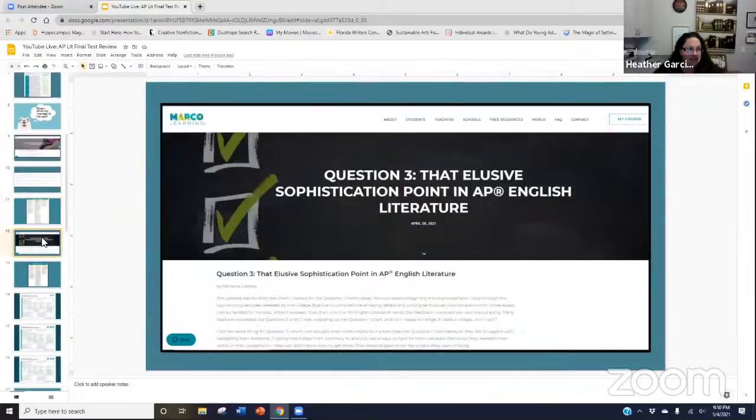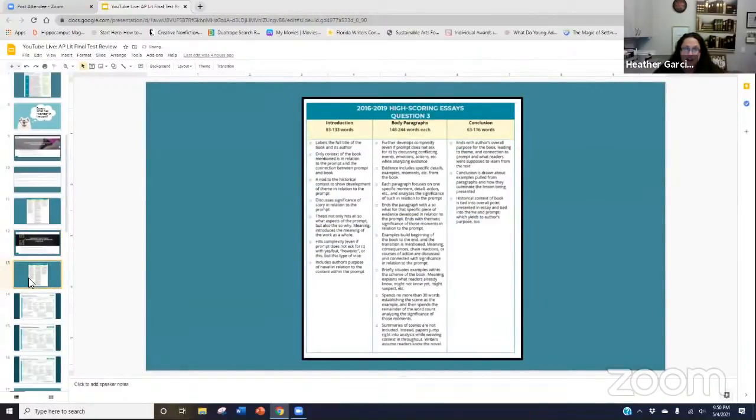So this is another one that does exist on the Marco website. This one was published 9 days later, and it's looking at question three. The question two doesn't exist. There isn't a chart for question two yet, but question three does, and this one's focusing on that open response. Notice when you get to choose your own piece of literature, how much bigger and meatier those introductions are, right? They're up to 133 words. Why? Historical context. Historical context leads the charge when it comes to introductions with question three.